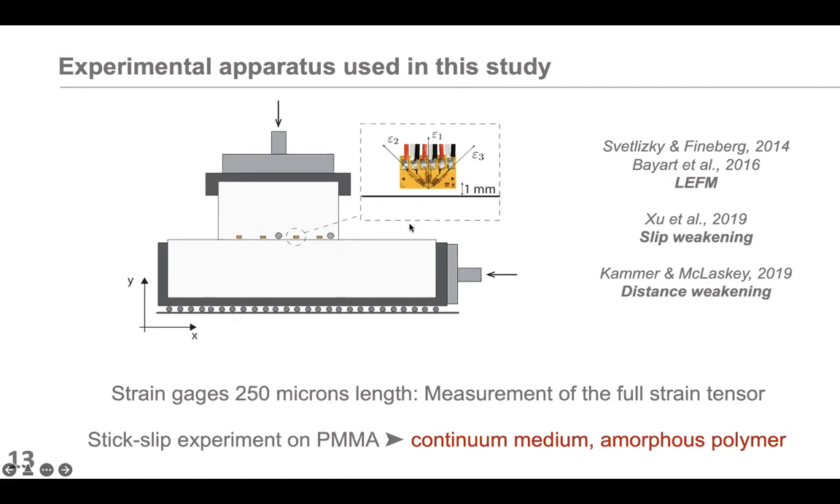And so we use these strain gauges to have a direct estimate of the fracture energy during our experiments. So these strain gauges are very small because we need strain gauges that are smaller than the cohesive zone along the fault. And this allows us to measure the full strain tensor during the experiments. So why do we use PMMA? It is because it's a continuum medium. It's made of amorphous polymer. And the cohesive zone is really small compared to the length of the experimental fault, that is, in this case, 20 centimeters.